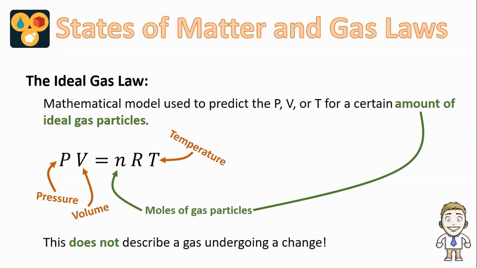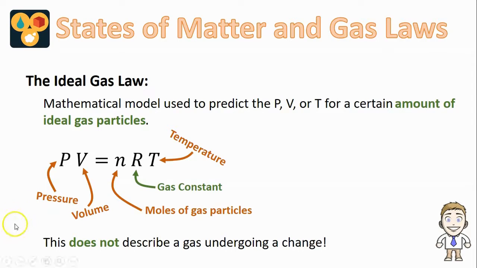The lowercase n in the equation is what we mentioned earlier. That is the amount of gas particles that are present in the sample. And just like we always do in chemistry, when we're counting the amount of particles, we do it in moles. So your lowercase n is the amount of moles of gas particles that your sample contains. And the capital R is something called a gas constant. The best thing about constants in equations is that they're just numbers. You just plug them in.